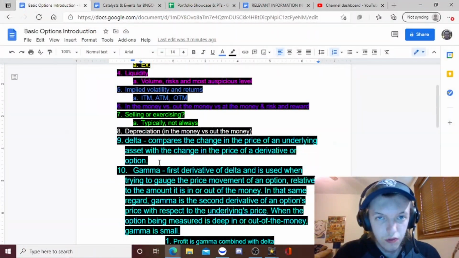So this is going to go right over your head, most likely. It certainly went right over my head the first time I was getting into options, my friend. So delta compares the change in the price of an underlying asset with the change in the price of a derivative or option. All right, it's like, what in that bread? And I'm giving up. I'm done. I'm going to another options video.